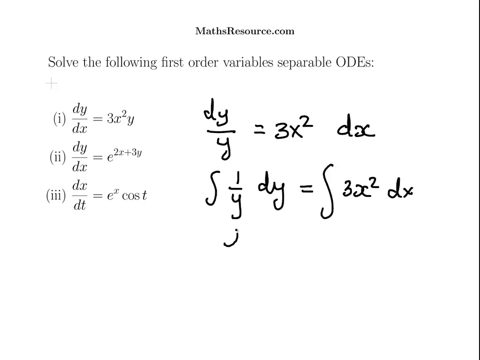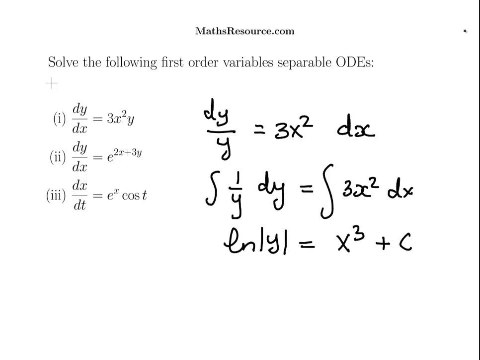Okay, so that is the log of the absolute value of y equals 3x squared. The integral of that is 3 times x cubed over 3, and that is simply x cubed. And finally, we put in the undetermined coefficient there. So that's the first one there. Let's move on to the second one.